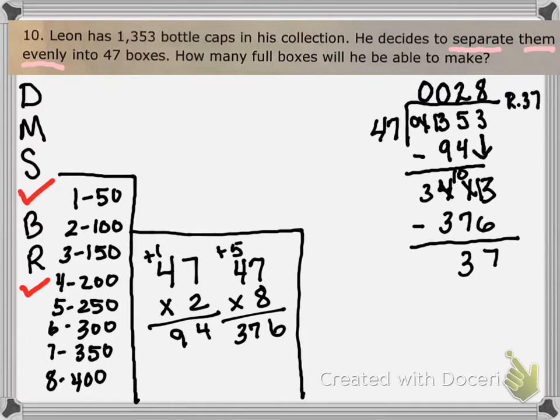Okay, and of course, annoying cousin always comes into the scene and reminds us to check our work. And we do that by taking our divisor and our answer of 28 and multiplying them.